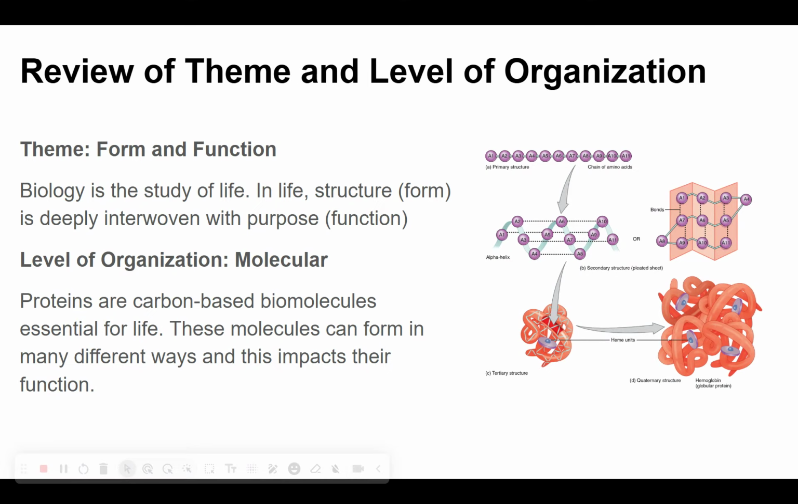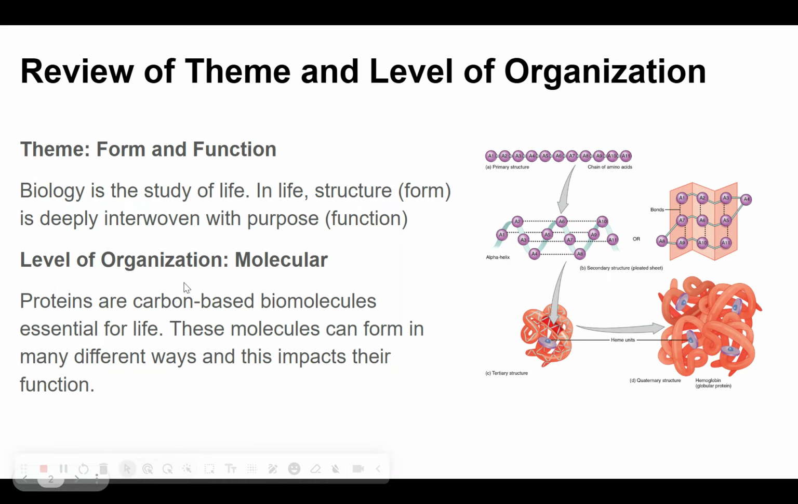Biology is the study of life, and the structure or form of all the molecules and organisms that we look at is deeply interwoven with their purpose or function. So we already talked in B1.1 about how that was true for carbohydrates and lipids. That's also super true for the biomolecules that we call proteins. And that is what we'll focus on in this section.